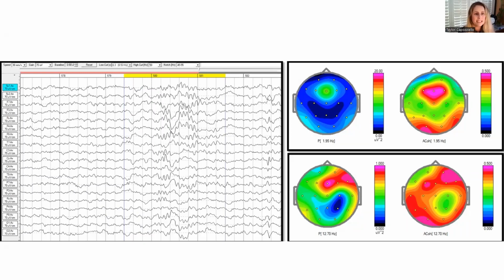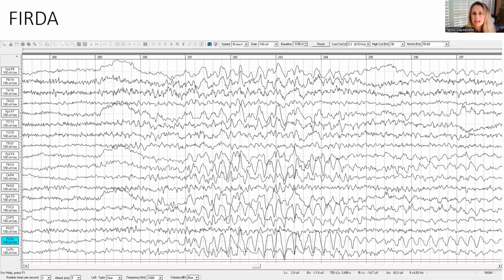So here we can see the delta. It is a focal delta, and there is some slow background as well. And here is the example of FIRDA, like I was talking about earlier. One of the things to note with FIRDA, I talked about FIRDA, TIRDA, OIRDA, is that two of the delta rhythms correlate with age, FIRDA being more common in adults and OIRDA being more common in children, so the occipital.